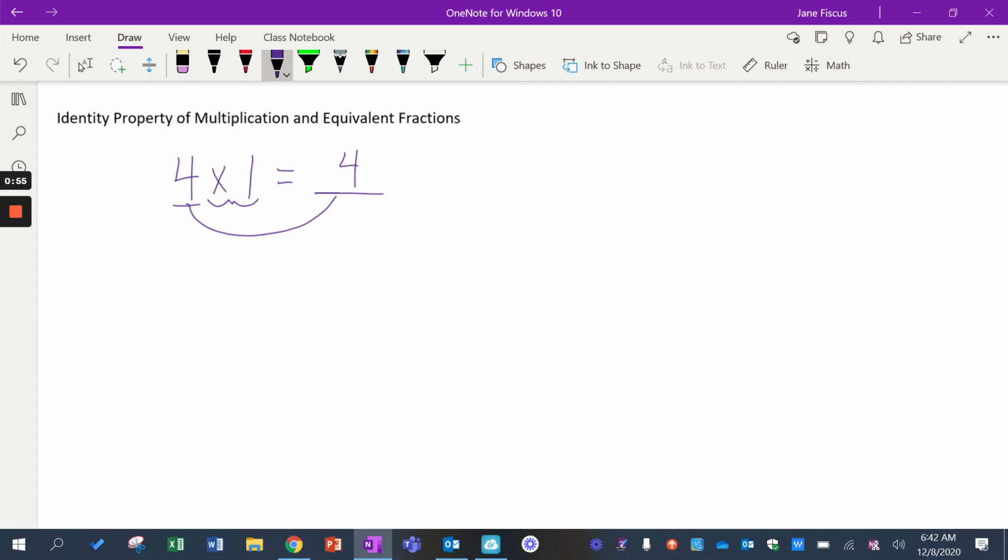What about something a little larger, 256 times 1? Do you know that? Well, of course you do. It's 256 because, of course, anything multiplied times 1 does not change. The identity is still the same.